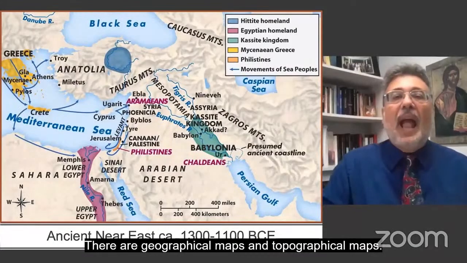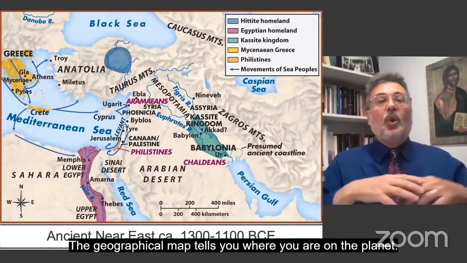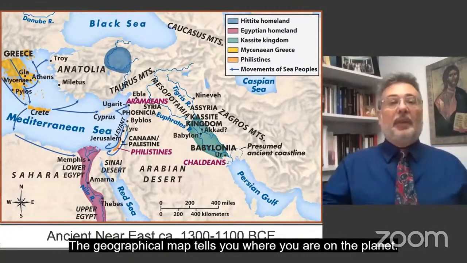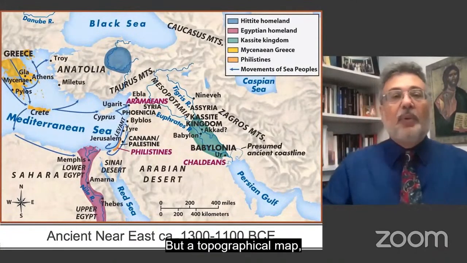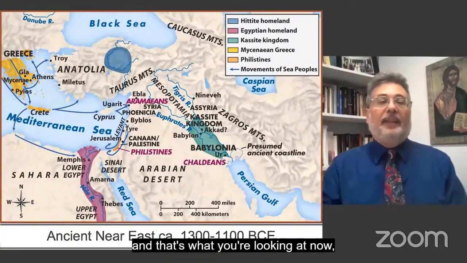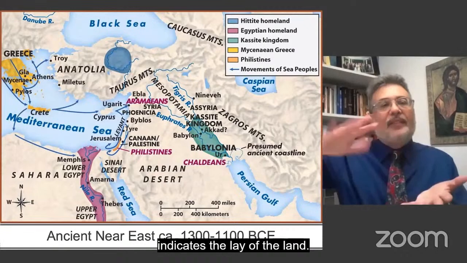Geographical maps and topographical maps. Think of it this way. The geographical map tells you where you are on the planet. And think of words like geography and geology. But a topographical map, and that's what you're looking at now, indicates the lay of the land.